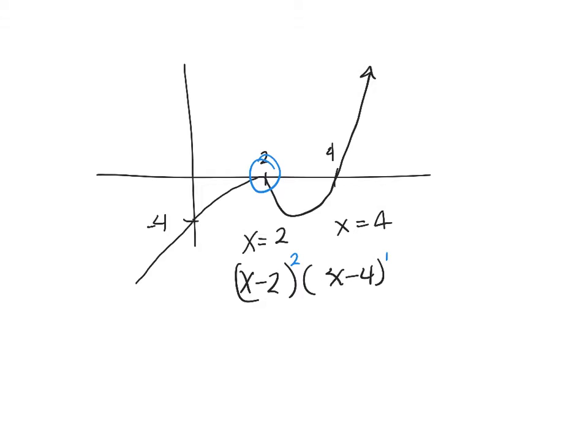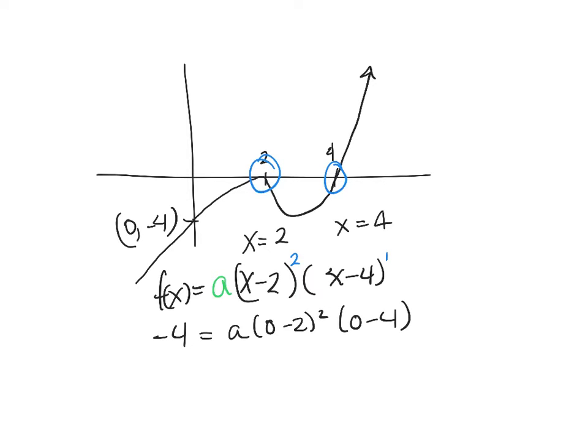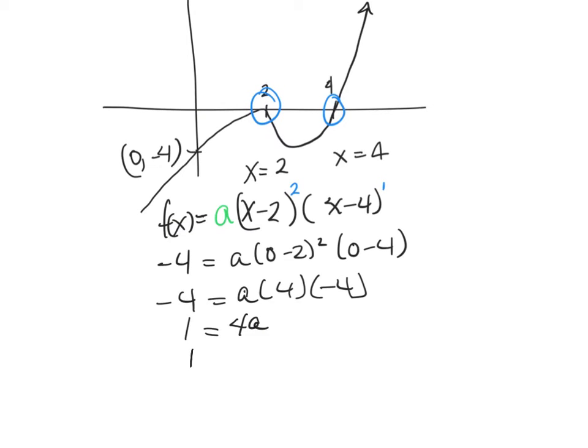And because I'm crossing here, that has a multiplicity of 1. I could have used any odd one to work, like 3 or 5 or 7, but I want to use the minimum one. And then I don't know what my leading coefficient is, so I use a as a placeholder, and I set this as f of x equal to that. Then I use that ordered pair right here, which is 0, negative 4, like I did before. So f of 0 is negative 4, a times 0 minus 2 squared, times 0 minus 4. So negative 4 is equal to a multiplied by 4 multiplied by negative 4. So 1 is equal to 4a. A is 1/4. I just come back up to my original function where I had a as a placeholder, and replace that a with the 1/4.